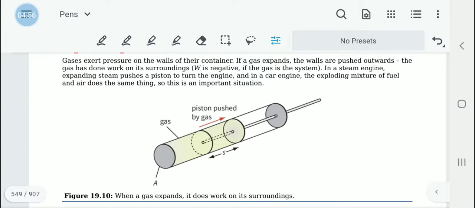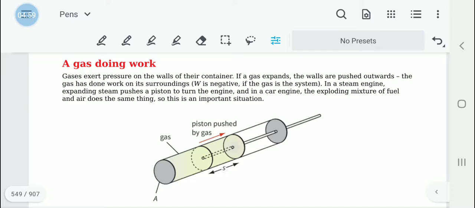Then, a gas doing work. Gases exert pressure on the walls of their container. You know that, right? When a gas expands, the walls are pushed outwards. You can take a syringe and think about this. Please remove the needle, don't hurt yourself. Close the open end of the tiny hole with your thumb and try to push the syringe, and you can see that the gas is getting compressed. When you release it, the compressed gas will do some work by pushing the syringe outwards. So that is work being done.